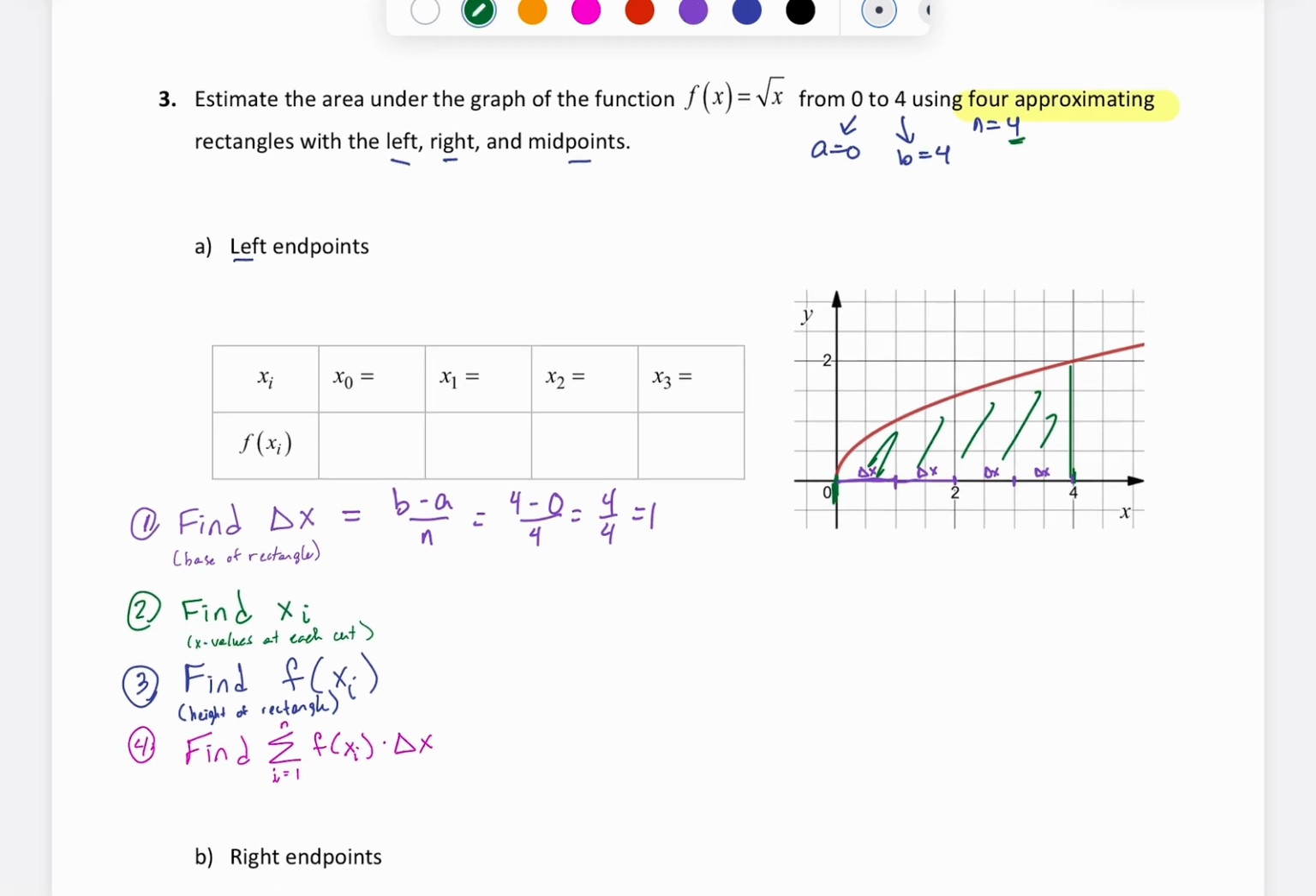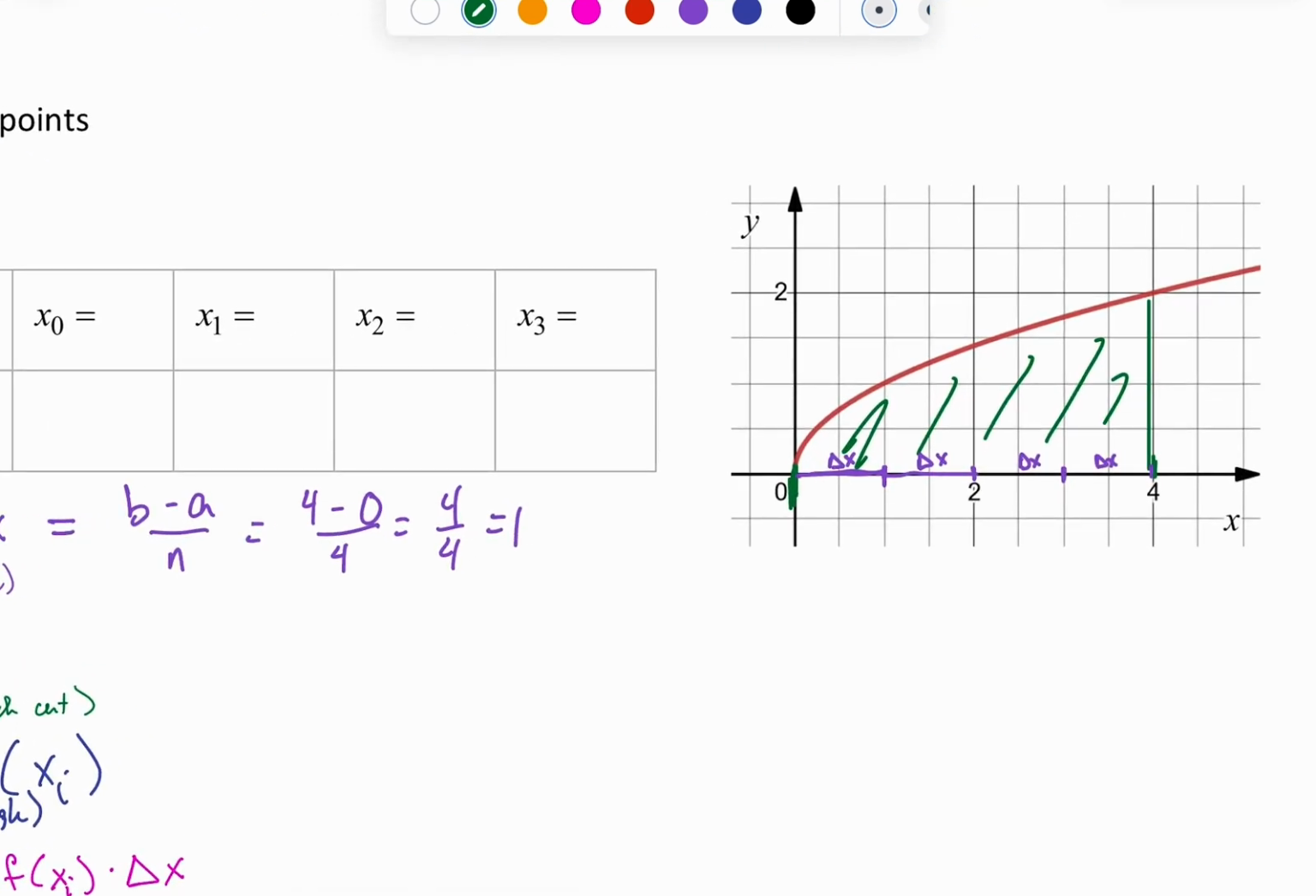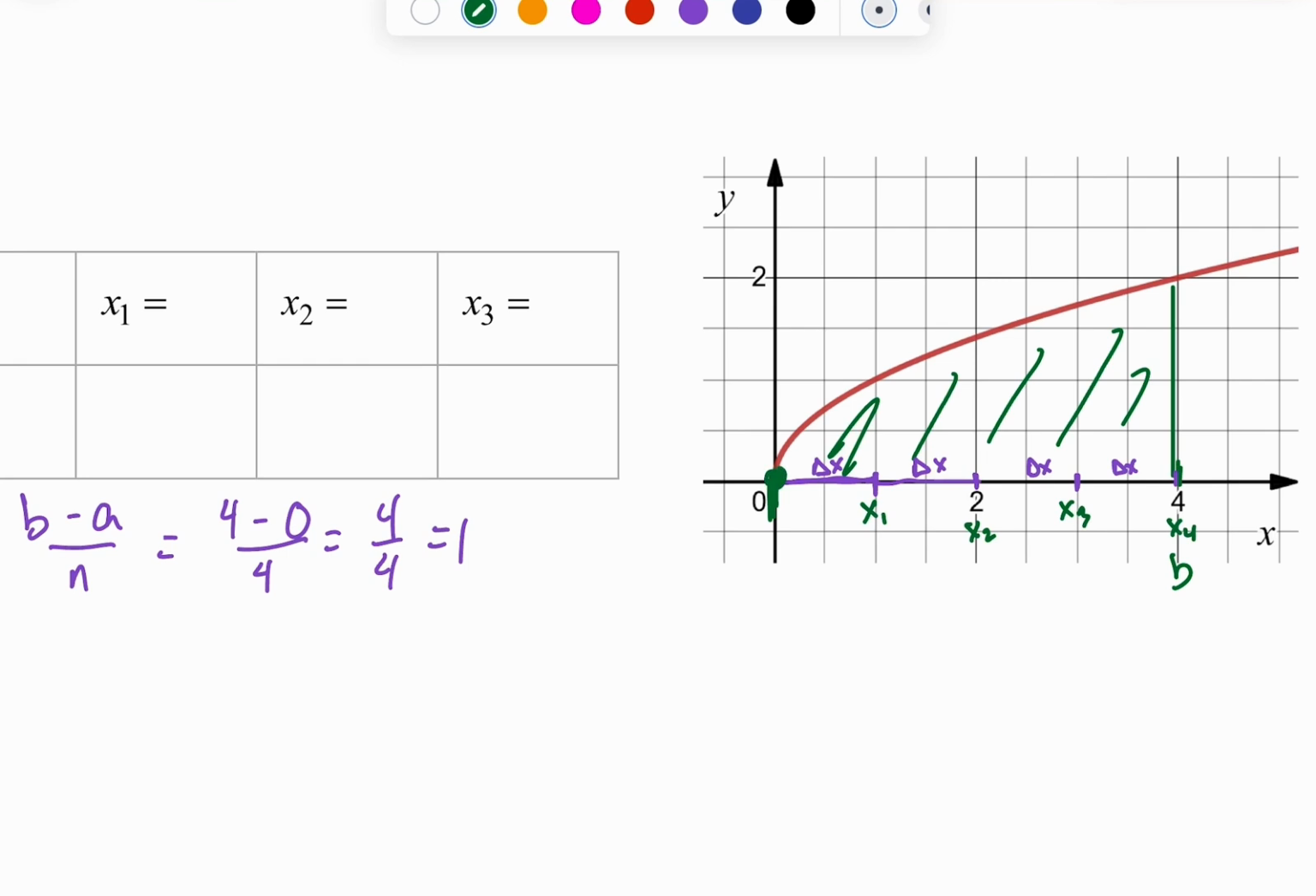Okay, now I need to figure out what the height is. So I have the base of the rectangle is 1. I need to find the height though. So to find the height, and we're going to do left endpoints, then that means for my height, I'm going to look at the left endpoint of each rectangle. So if one rectangle is in this first interval from x0 to x1, and this will be my x2, my x3, and my x4, which is b. The height of the rectangle will be the left side of each of those intervals. So for that interval from x0 to x1, I'm going to use the height of the function on the left side, which is actually at 0. So my first rectangle will be 0.